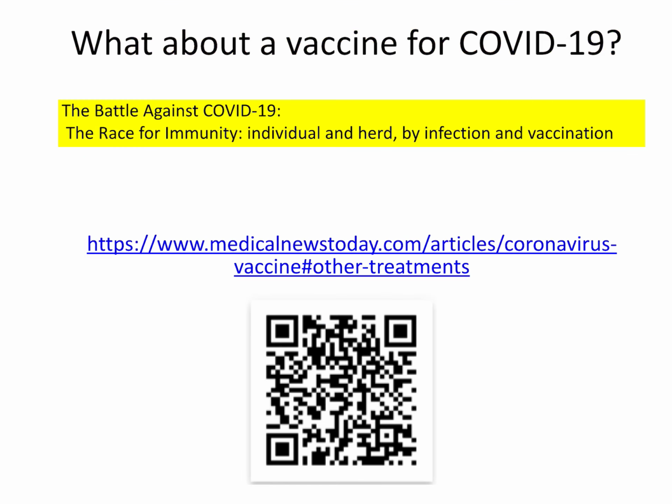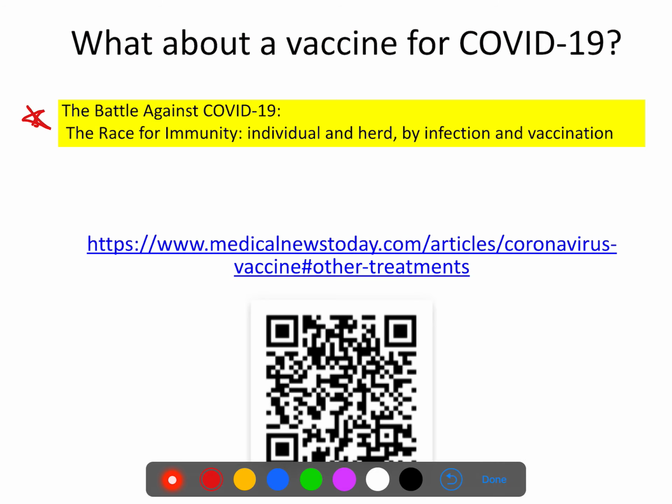And of course, probably a lot of you have been thinking this, but what about a vaccine for COVID? If you haven't already, from your teachers, do ask or they will share with you this brilliant resource made by Mr. Hartford, The Battle Against COVID-19, The Race for Immunity, Individual and Herd by Infection and Vaccination. And this picks up on a lot of the keywords we've been looking at today. It's a 2-3 page document to read through, and it's something we'll definitely be discussing in live lessons this week because it's extremely topical.